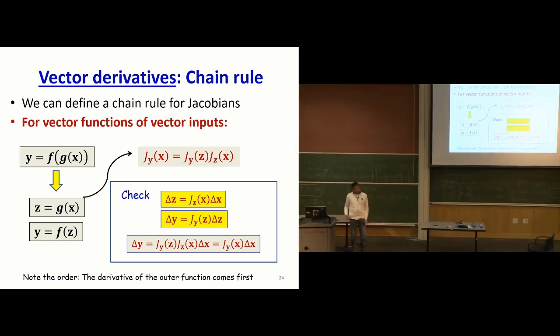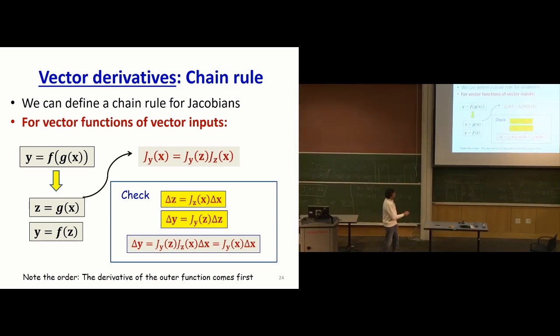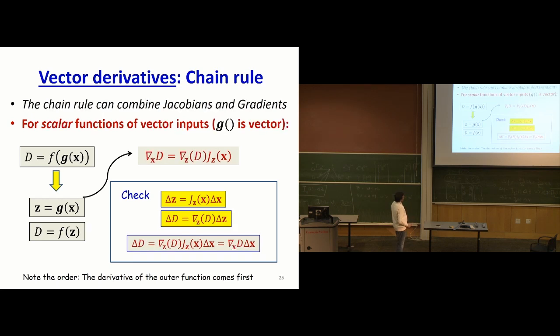You may not even be able to multiply the matrices. So the derivative of y with respect to x is going to be the derivative of y with respect to g, in this case I'm representing that as z, times the derivative of this guy with respect to x, in that order. Now, if y is a scalar, the same property still holds.